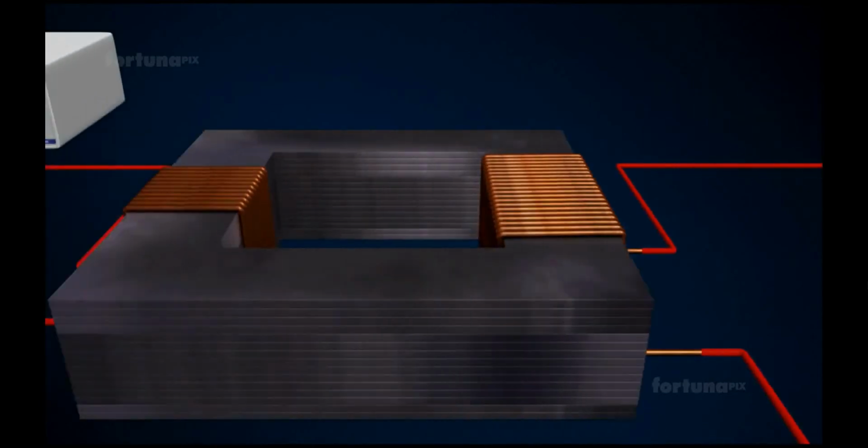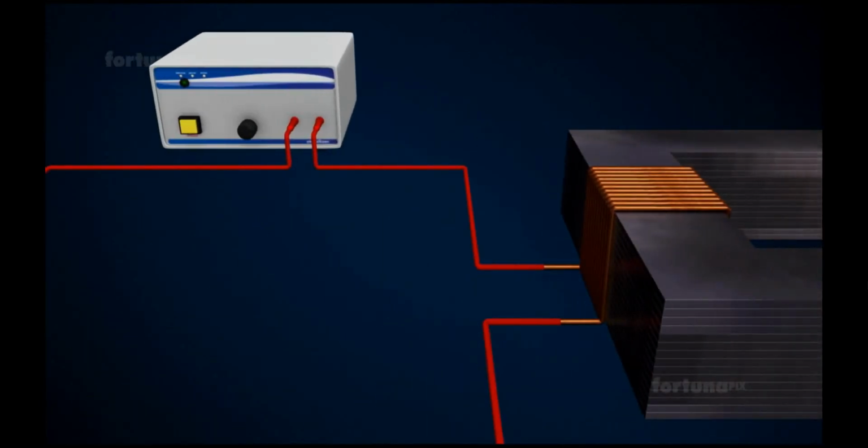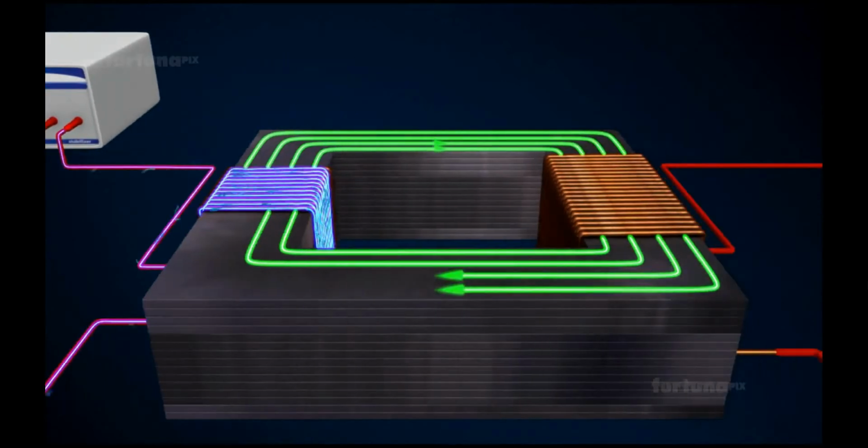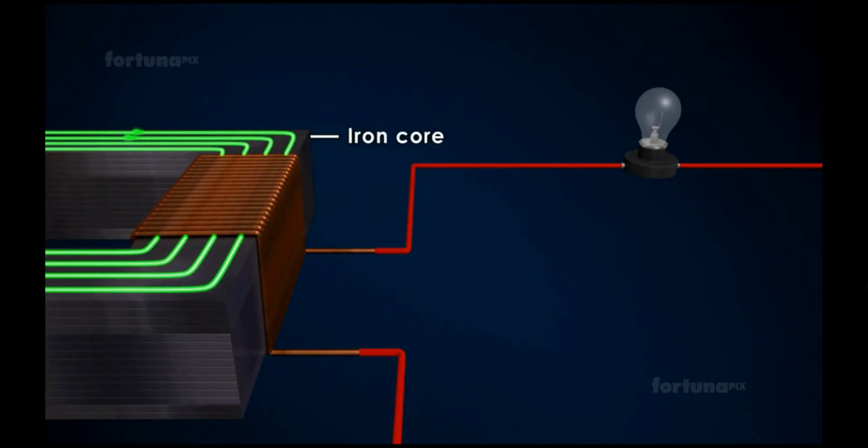Once the primary coil is connected to an AC source, a variable current will flow through the wire, establishing a time-varying magnetic field. This field is then transmitted to the secondary coil through the iron core. In the secondary coil, the changing field will induce a varying EMF.